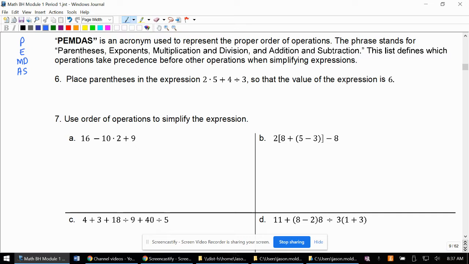Then we're going to do multiplication and division from left to right, which means that if division shows up first as we read it from left to right like a book, we will do division first. And then we're going to do addition and subtraction from left to right as well, which means at times we might subtract before we add.